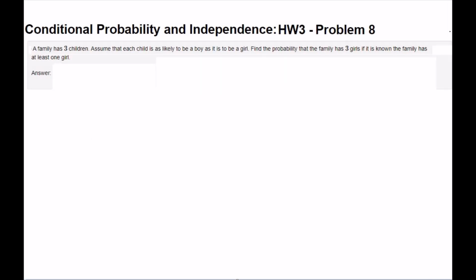Problem number 8. A family has 3 children. Assume that each child is as likely to be a boy as it is to be a girl. Find the probability that the family has 3 girls if it is known the family has at least 1 girl. So this question is looking like conditional probability. What is the probability of 3 girls given that at least one of them is a girl?